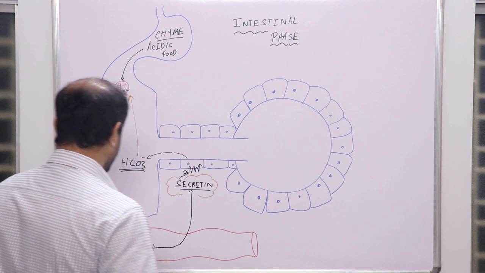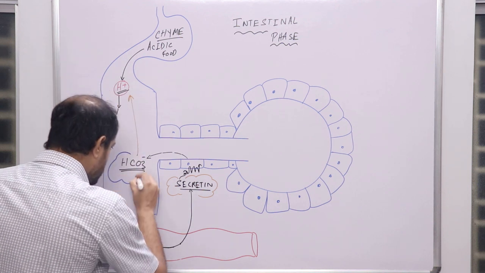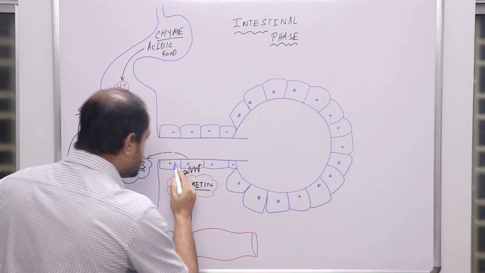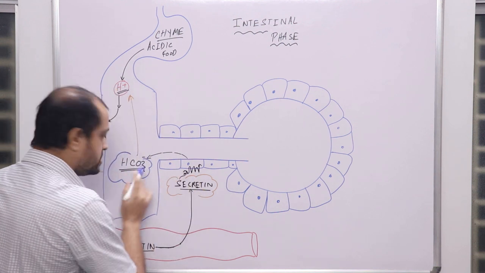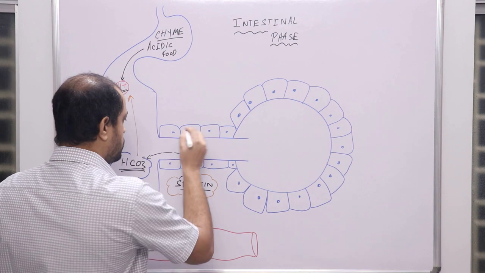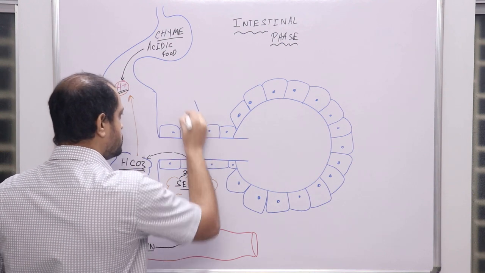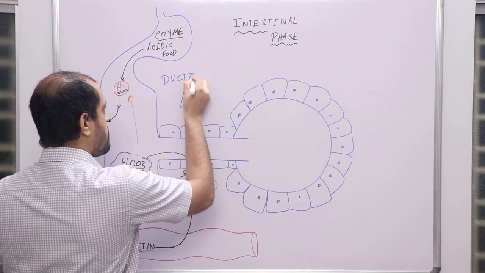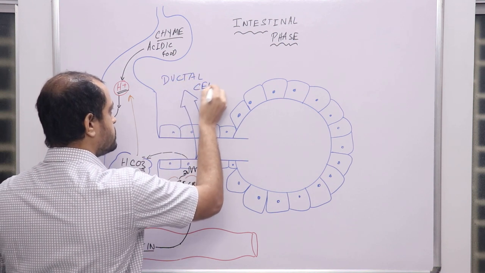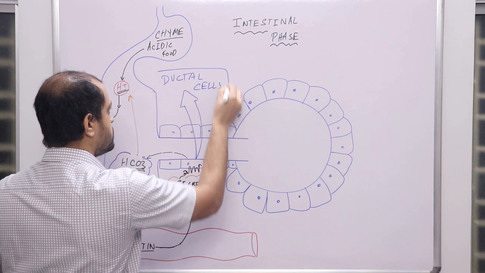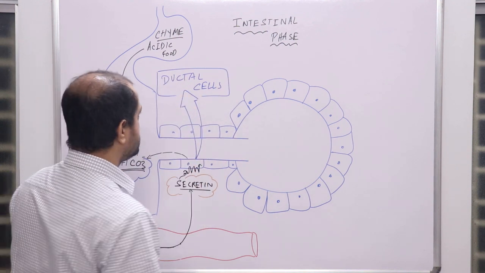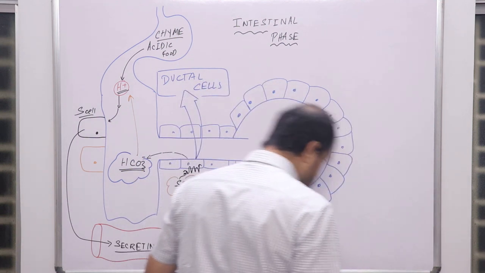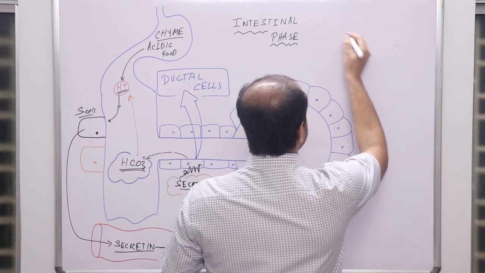Now listen with all your attention. So now you know why this HCO3 minus is coming. Now what happens inside this cell and how is this HCO3 produced inside these ductal cells? These are nothing but your ductal cells, right? Now what happens inside this ductal cell is very, very interesting.